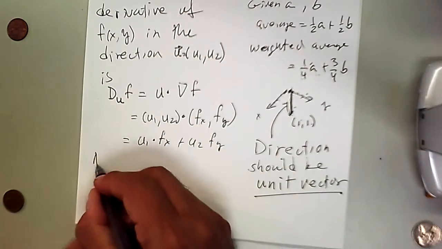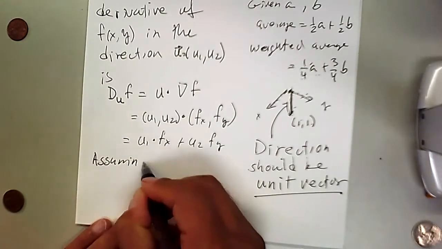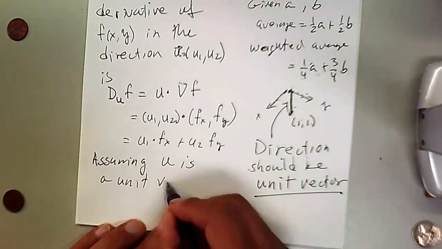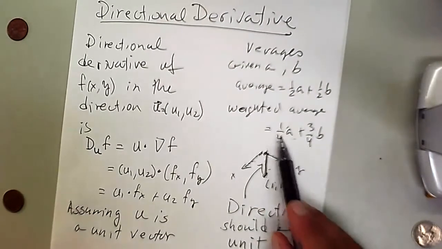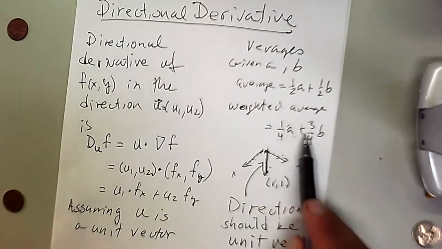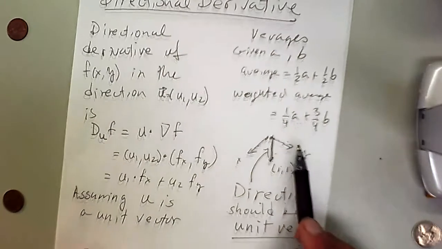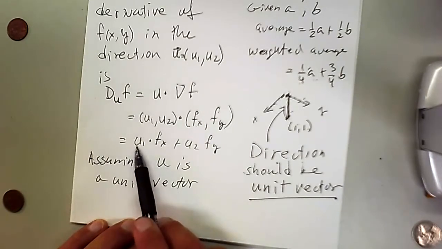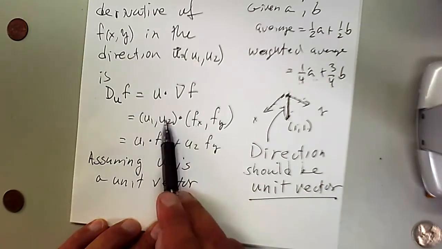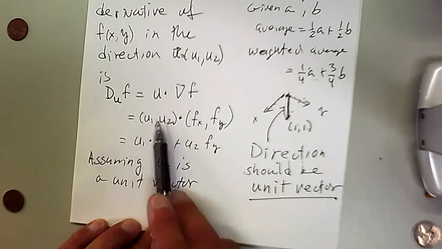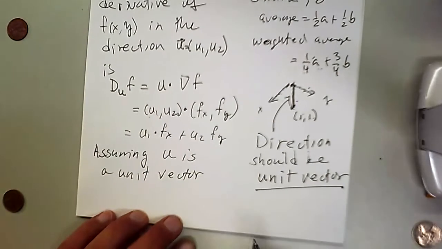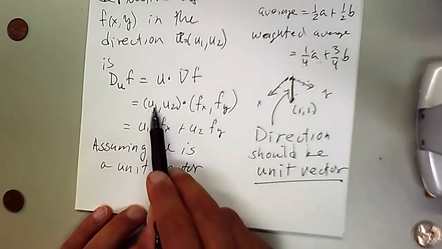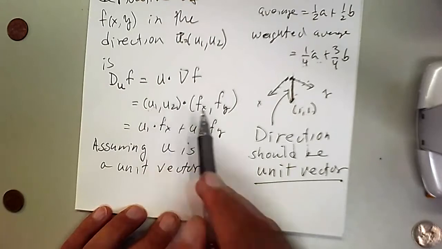We're assuming u is a unit vector. Just like here with the averages, we got to make sure that the two coefficients add up to 1. Here, we want to make sure that we have a unit vector because that is sort of equivalent to having the two of them adding to 1. Now, be careful. A unit vector does not mean that the components add up to 1.